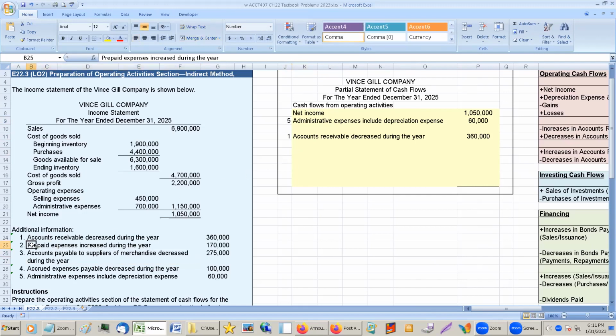So prepaid expenses. Oh, yeah. I was just gonna say, yes, prepaid expenses increased, so that would be a decrease in cash for 170,000. Yep, that's right. The asset going up, our cash must have gone down.